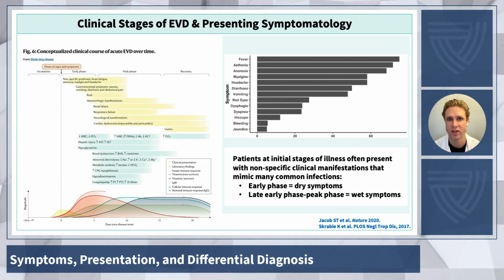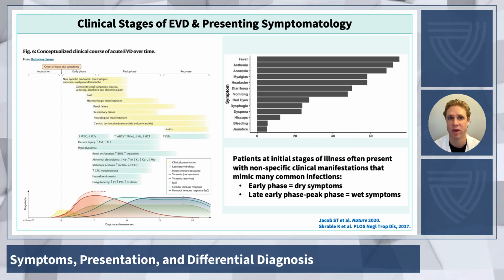It's important to keep in mind too that patients may present at any stage of their illness and may progress through these stages quite rapidly. Following this early phase, and this is usually post day number 7, patients may progress into the late early or peak phase, which is considered those of the wet symptoms or the classic symptoms of Ebolavirus disease that we think about.